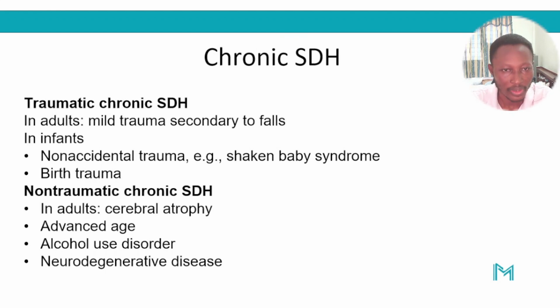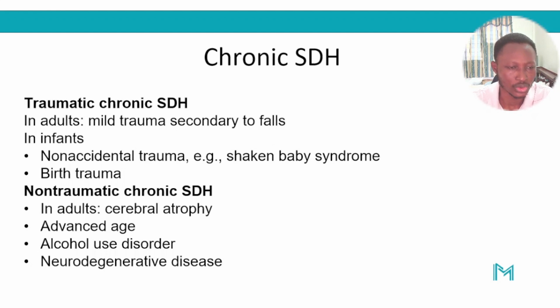Now let's talk about the chronic type of SDH. The chronic type of SDH could be traumatic or non-traumatic. So the traumatic causes, in adults, typically follow a very mild trauma, and this typically occurs in elderly patients. Some of them don't even remember that there was any prior history of trauma, because they had probably just bumped their head into something very light, and they can have the bleed. We'll talk about why that is the case.